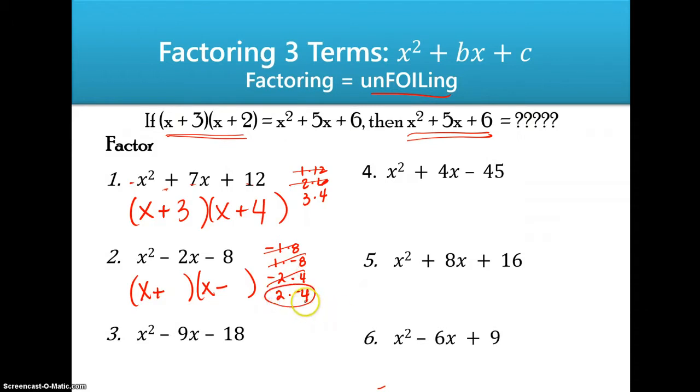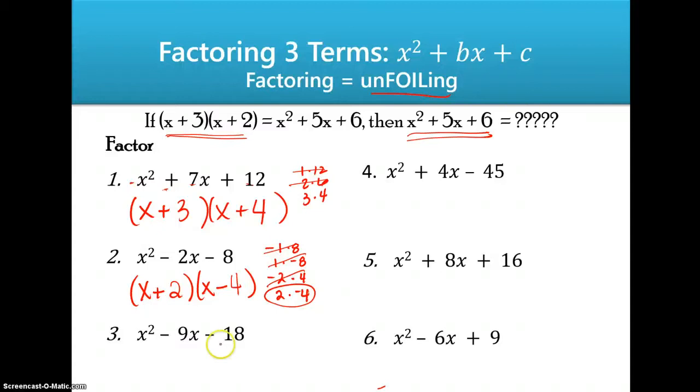It's these last two. 2 times negative 4 is negative 8, when added is negative 2. That means the 4 has to go in the negative spot. The 2 has to go in the positive spot. So there you go. You could keep practicing, okay? Or you could multiply it out to see if you did it right. There are always options.